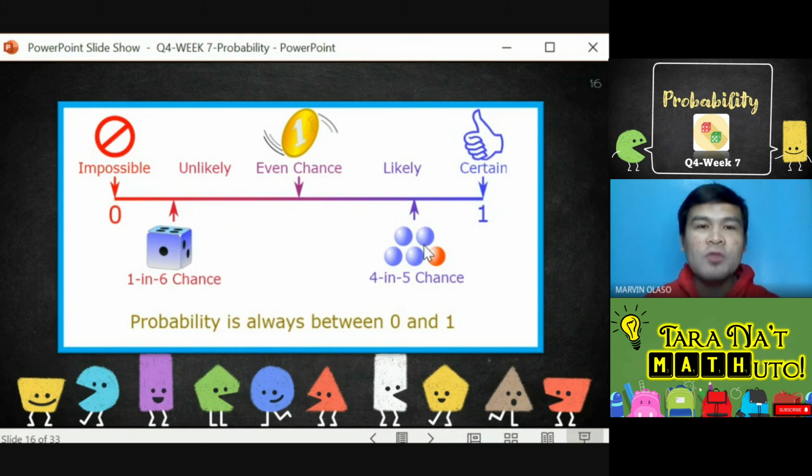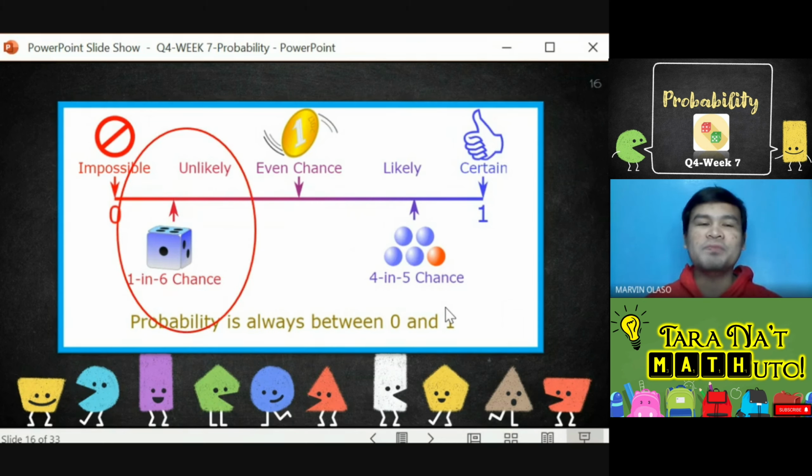And yung likely, eto na, medyo malapit doon sa 100%. So, we have 5 marbles. Then, meron doon 4 marbles. Isa lang yung red. So, the chance na mabunot mo yung blue marble is likely to happen, kasi mas marami. Pag sinabi natin certain naman, halimbawa, kung puro yan blue marbles, wala namang ibang kulay, 100% makakabunot ka or certain yung blue marbles. Okay? Again, probability is always between 0 and 1.